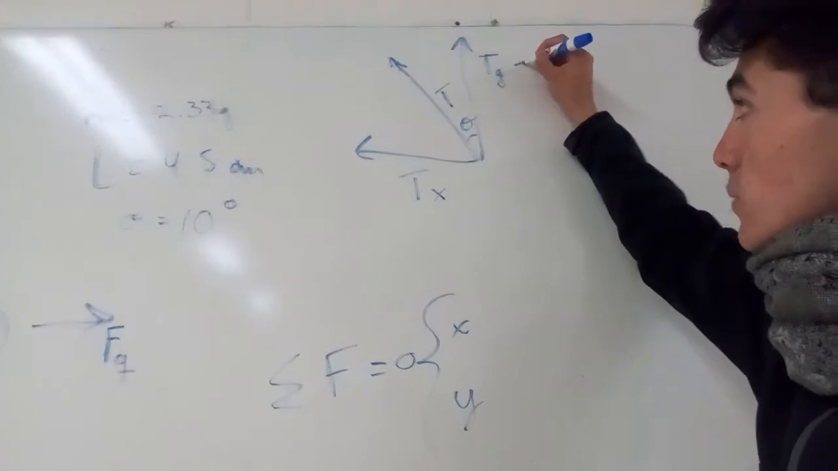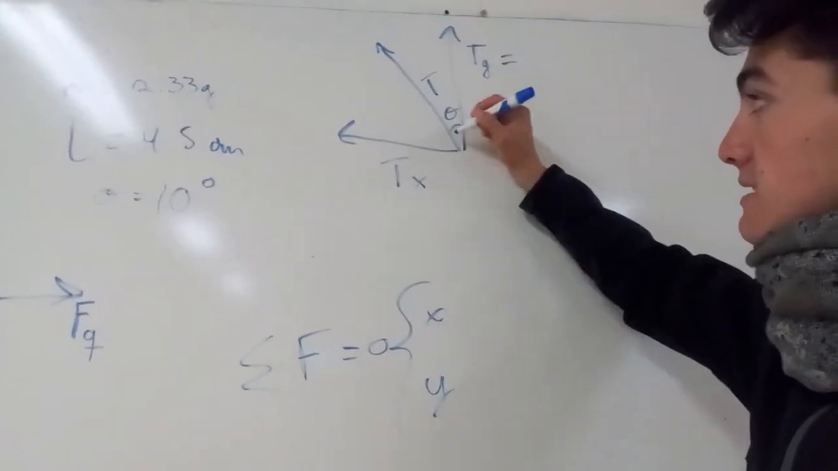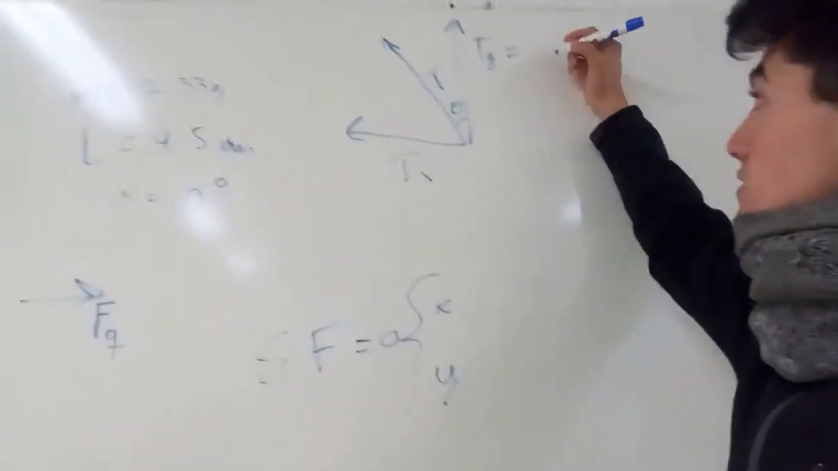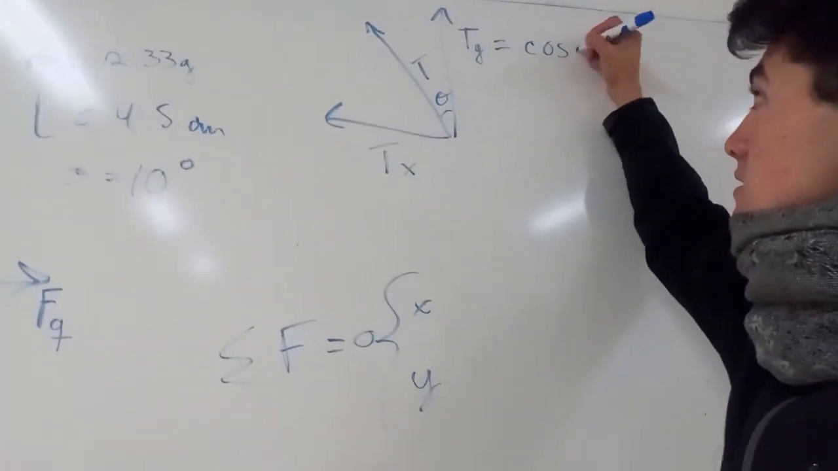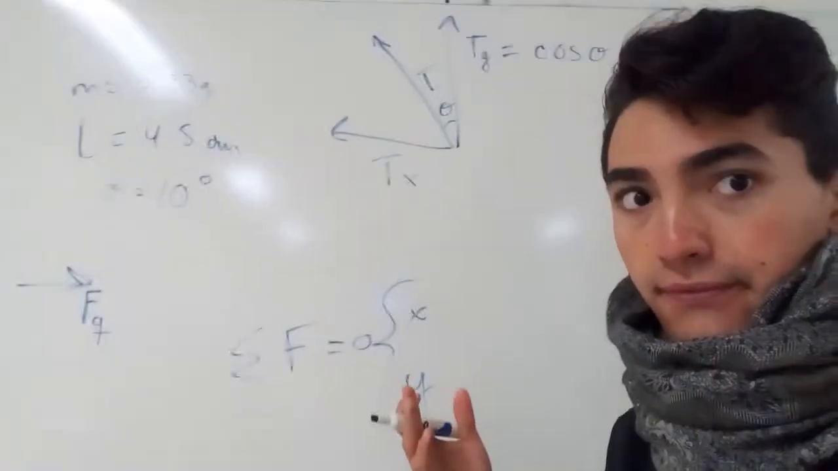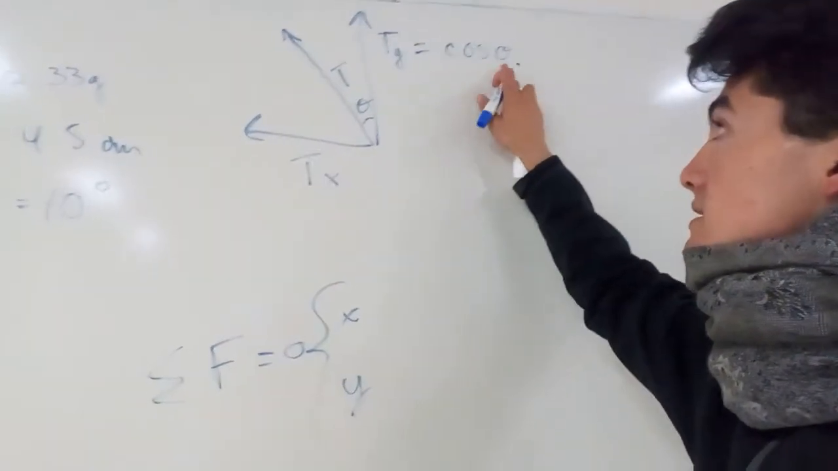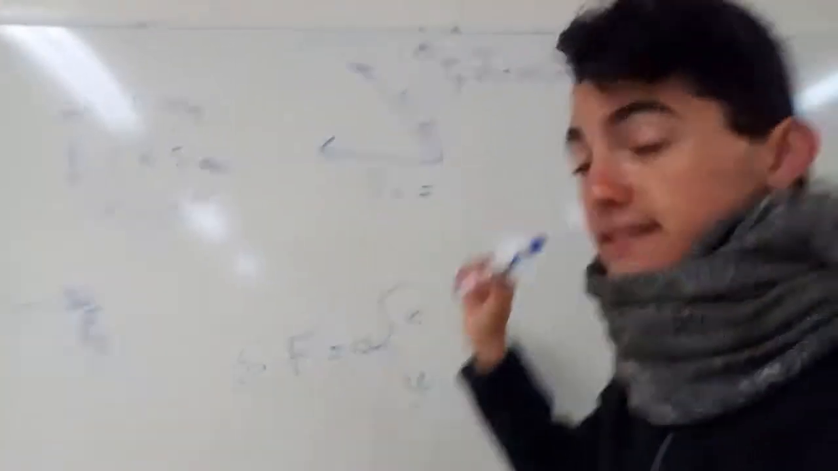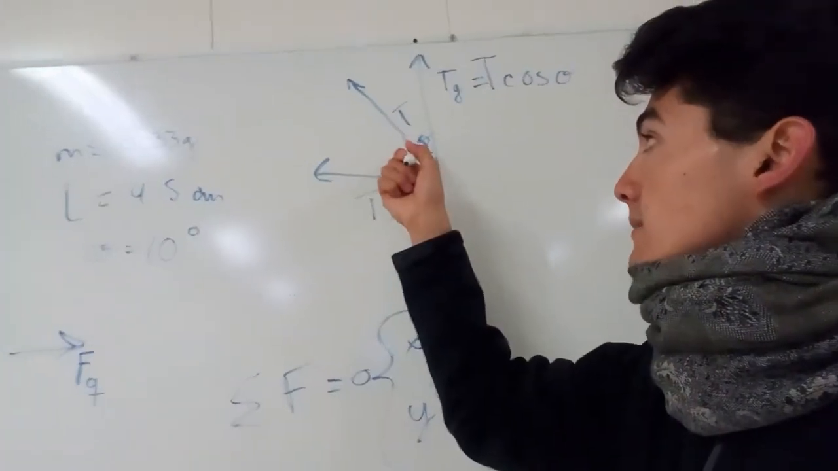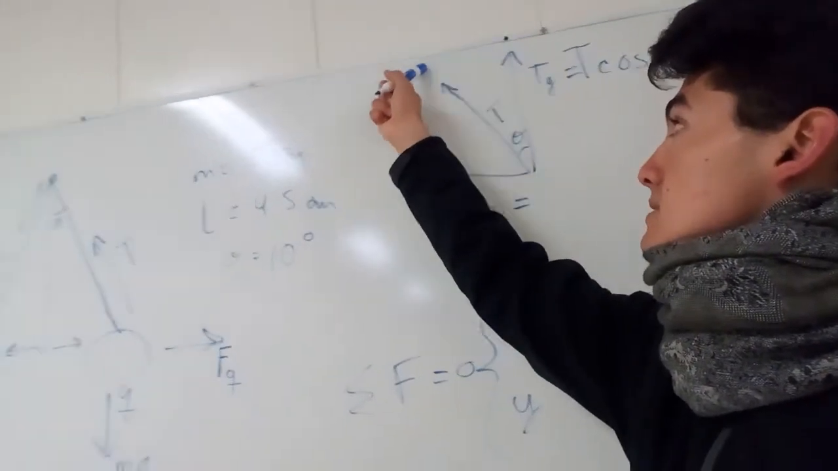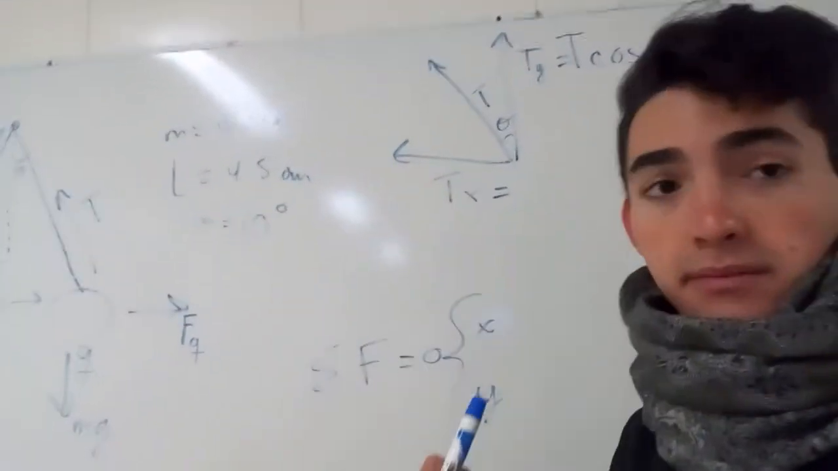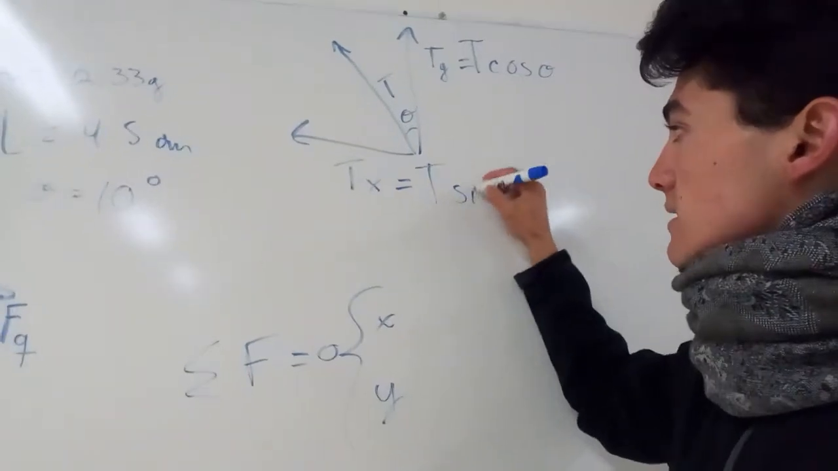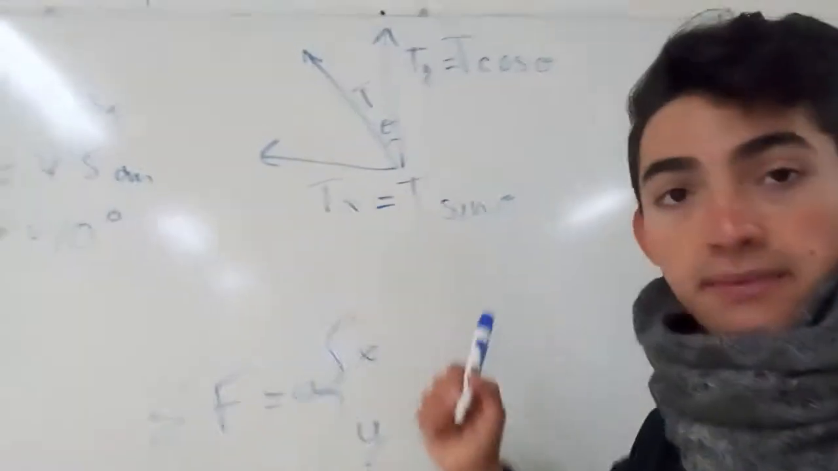So for the y, it's the adjacent cathetus, so we will use the function cosine of theta times the tension. And for the x-axis, this one is the same as the one that goes in here, and it's the opposite cathetus. So we will have that it's T times the sine of theta. Okay.